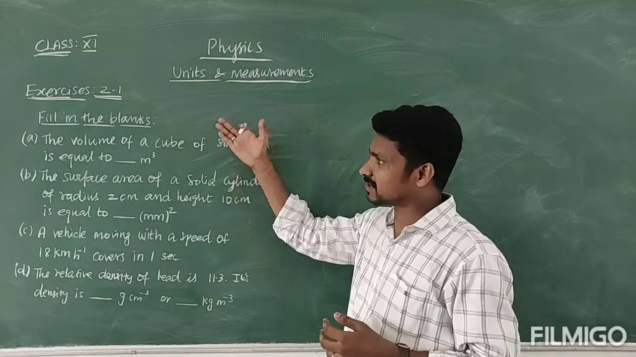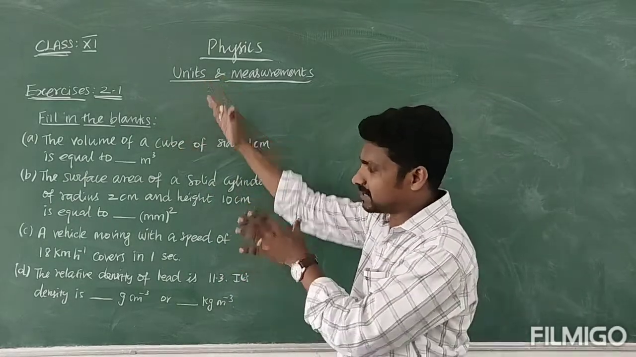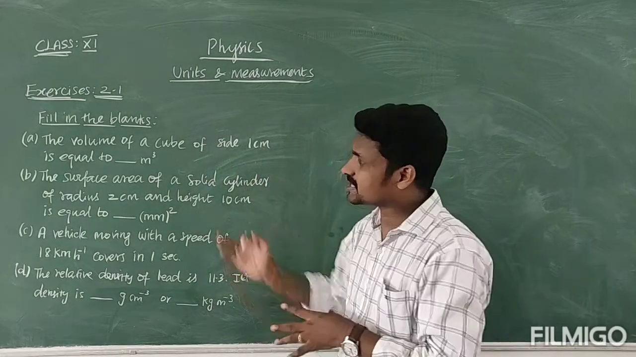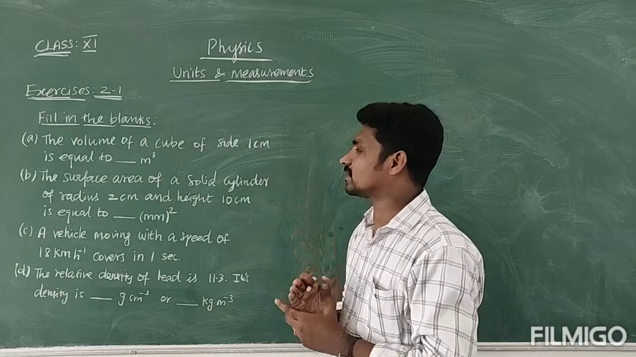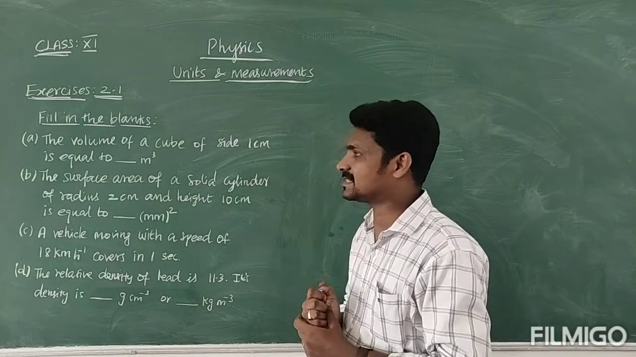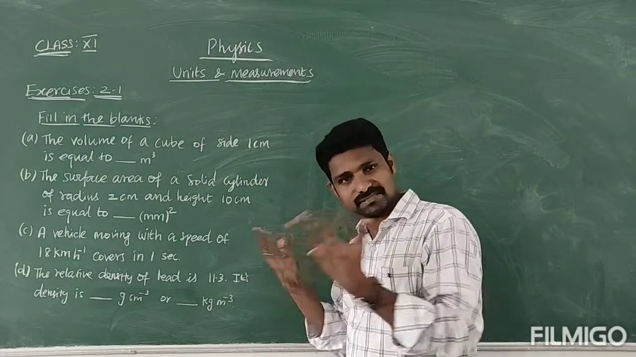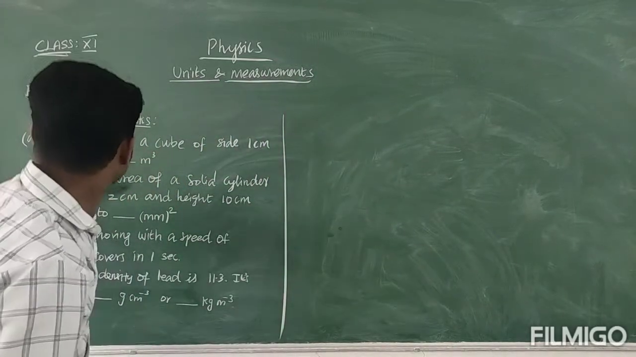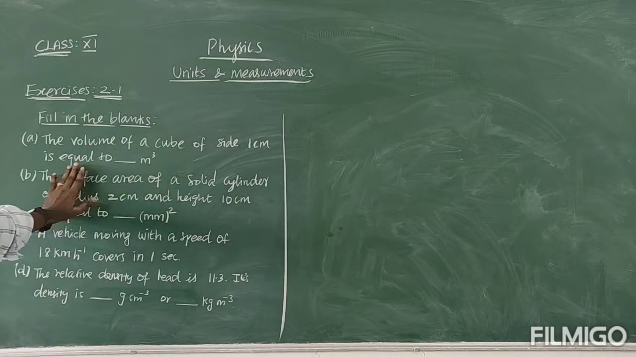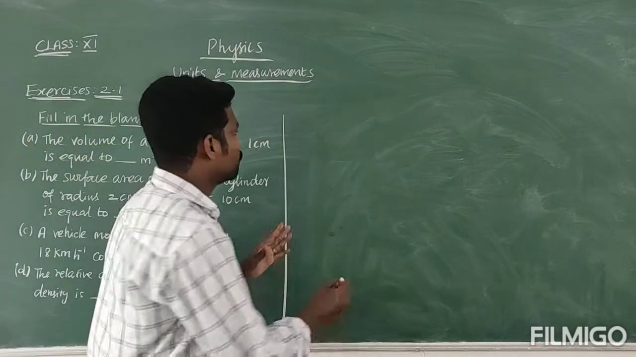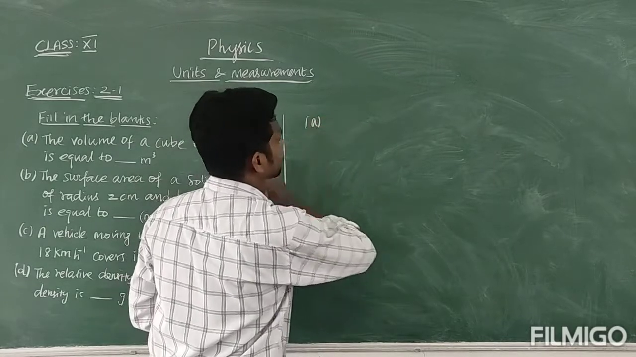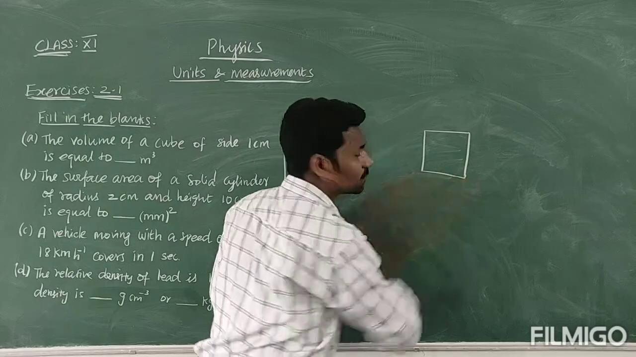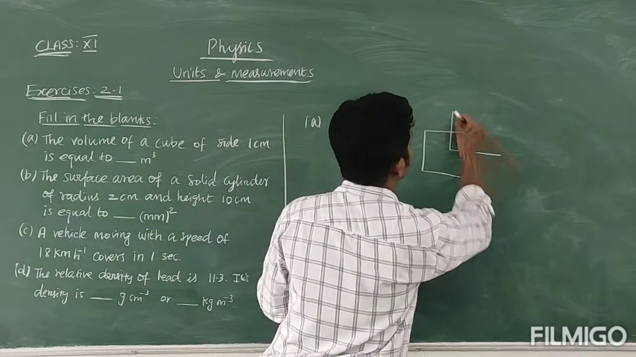In exercise 2.1 some fill-ups are given. The first question: the volume of a cube of size 1 centimeter is equal to dash meter cube. Listen, students, here the value is given in centimeter. Okay, let us take one cube.